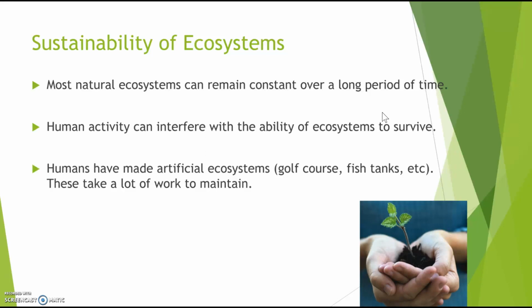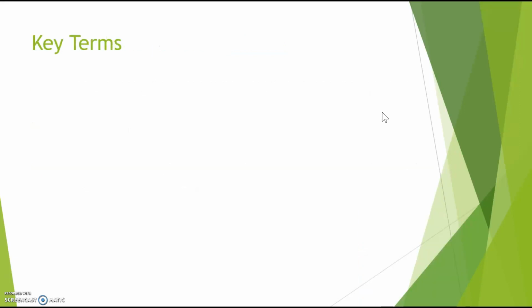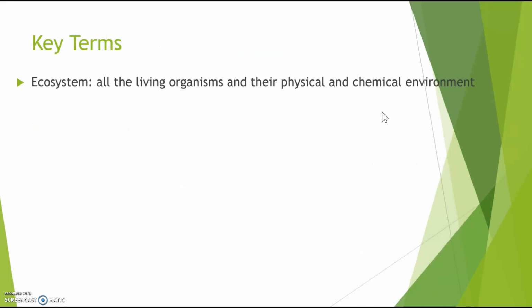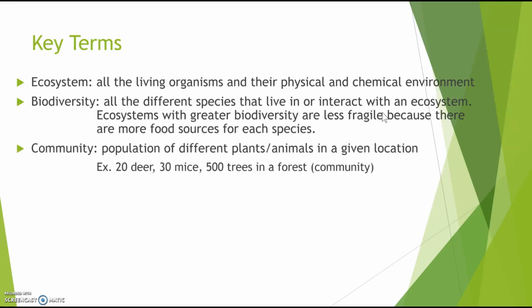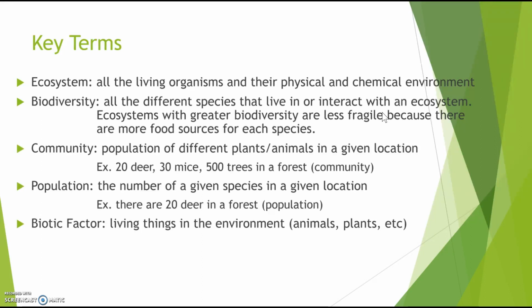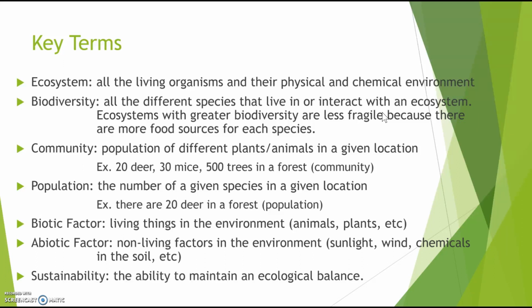And some factors that affect the sustainability of ecosystems include lots of different human activities that involve pollution. So all of these factors affect the sustainability of the ecosystem, which we'll be talking about in the next PowerPoint presentation. Here are some of the key terms that we reviewed in this topic: the ecosystem, biodiversity, the community, the population, a biotic factor, an abiotic factor, and sustainability.